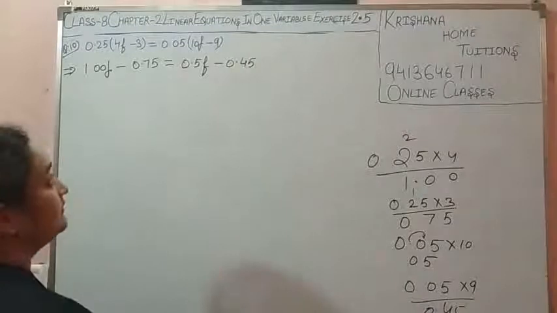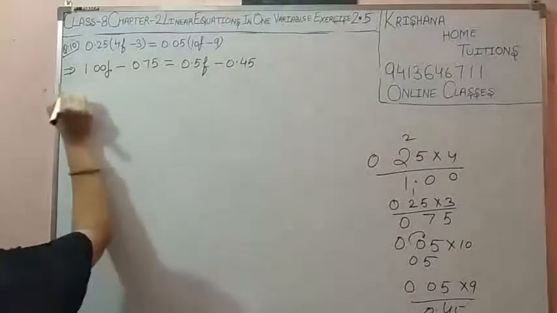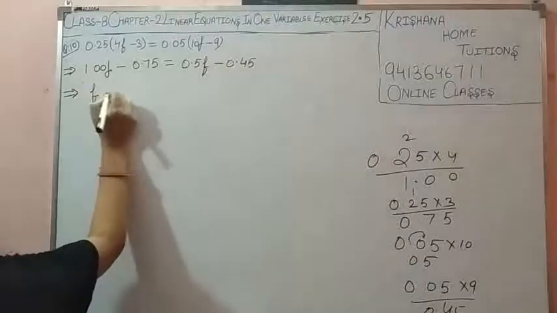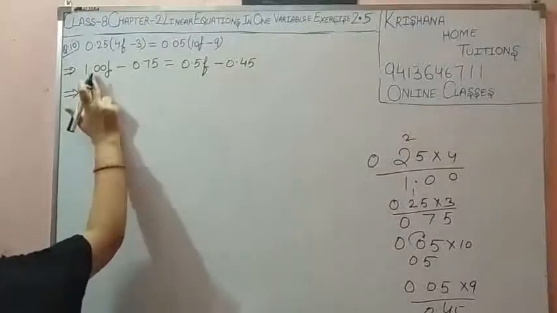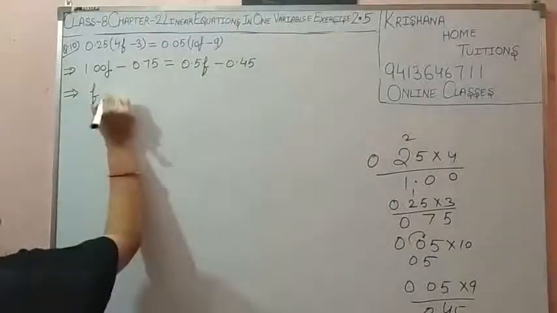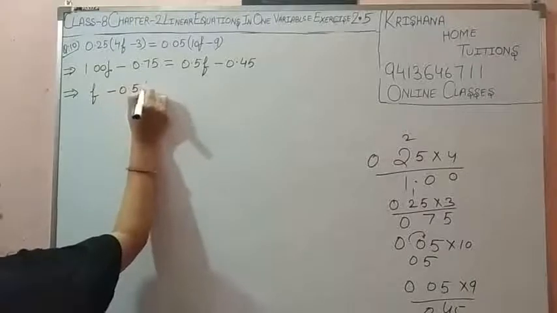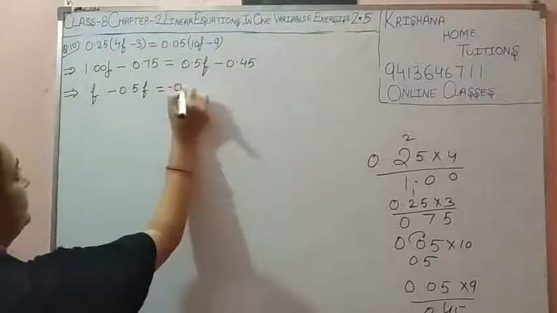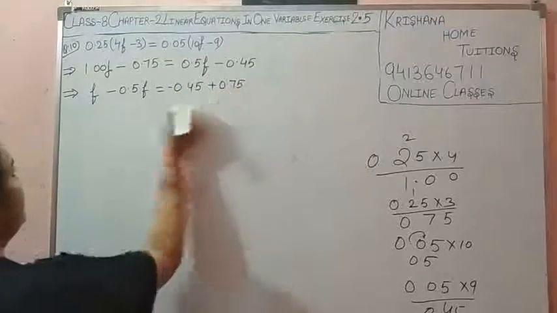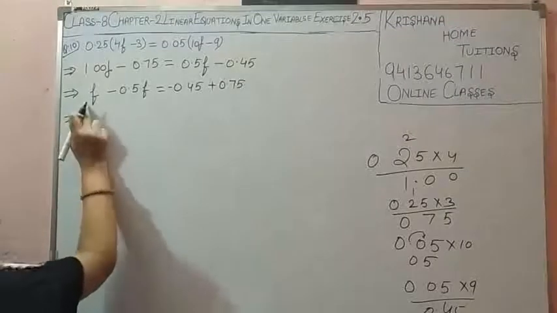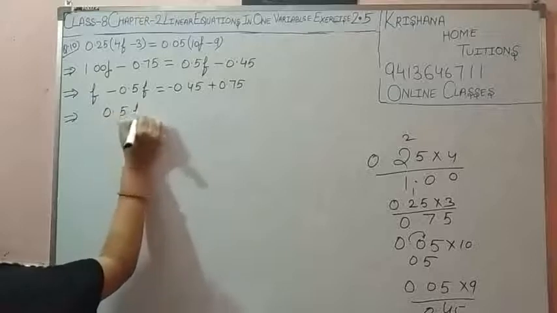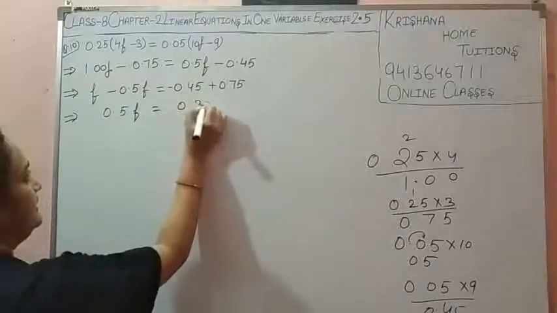Here it is the multiplication of decimal numbers. Now I am transferring the term. We can write it here as f only because there is only one decimal. Zeros after the decimal do not have any value. Minus 0.5f is equal to minus 0.45 plus 0.75. This is considered as 1. 1 minus 0.5 is equal to 0.5, so f is equal to 0.30.